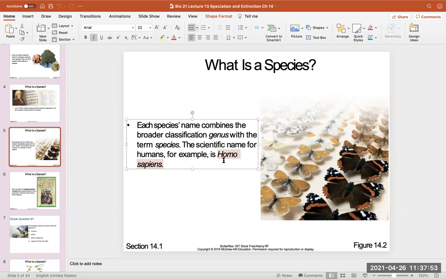Homo is genus, sapiens is species. So Homo is genus, sapiens is species. So make sure you guys can separate that. I might give you some examples and I'll ask you which one is a genus, which one is a species.